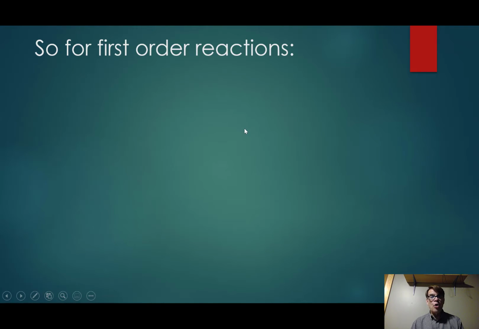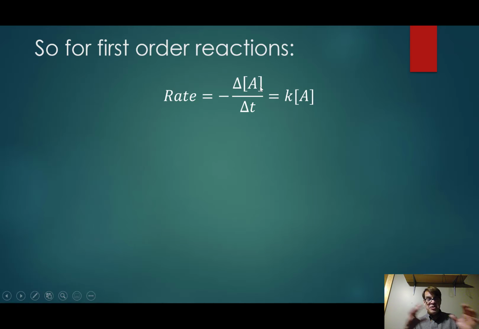Let's dive right in. Okay, so for first order reactions, let's do a quick review. The rate of a reaction is equal to the negative of the change in concentration per time. If something's decomposing, then this change in concentration is negative. It's getting smaller. The reaction's moving on. So this is negative, but by convention we want rates to be positive, so we have to take the negative of a negative and get a positive.